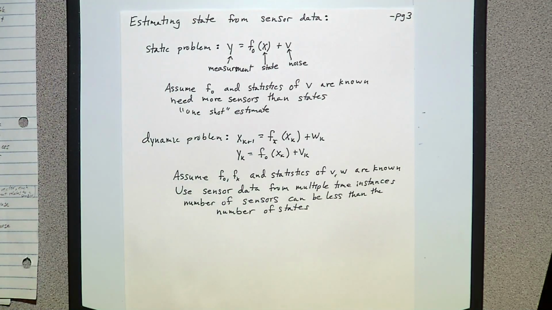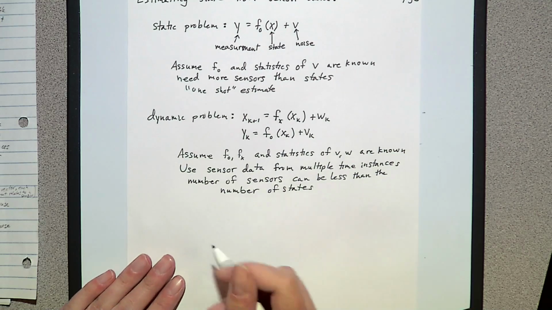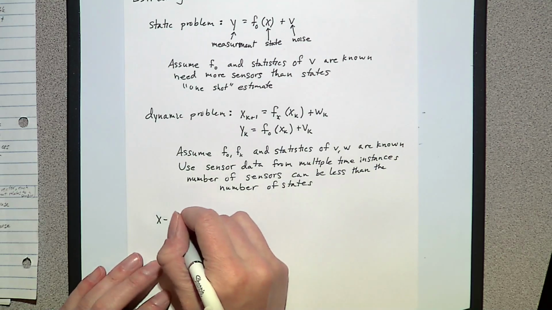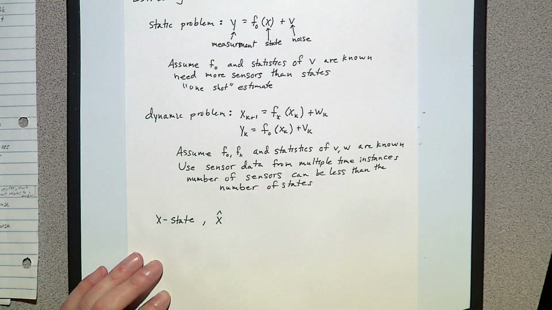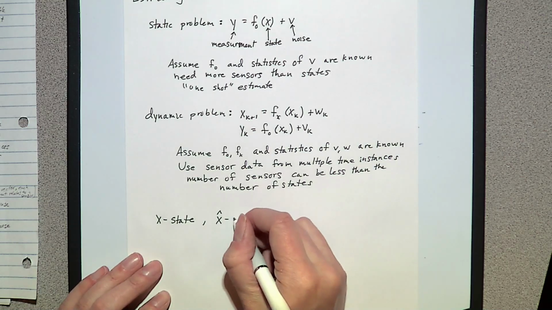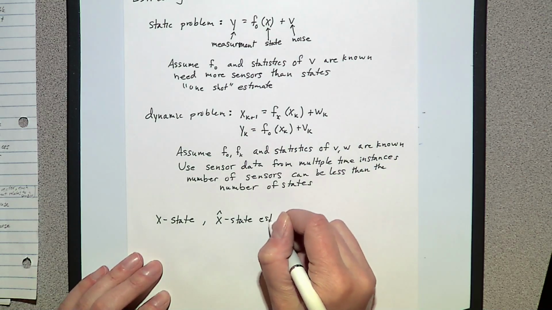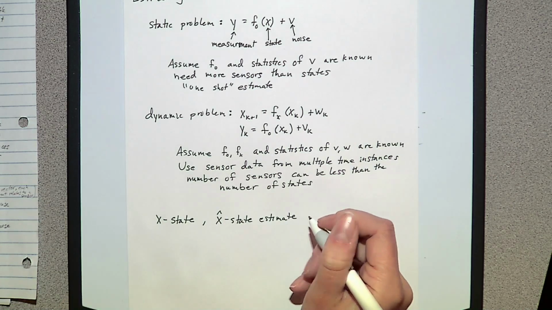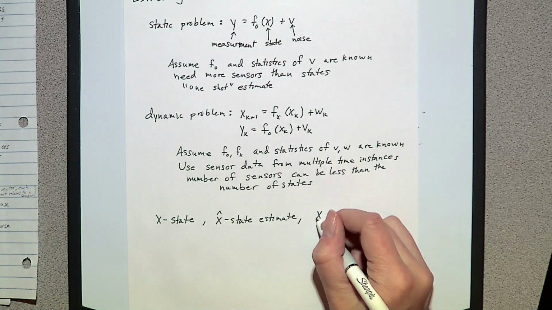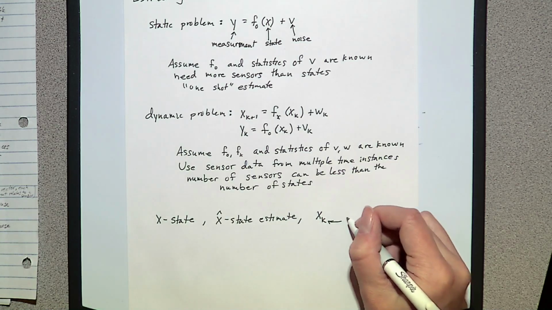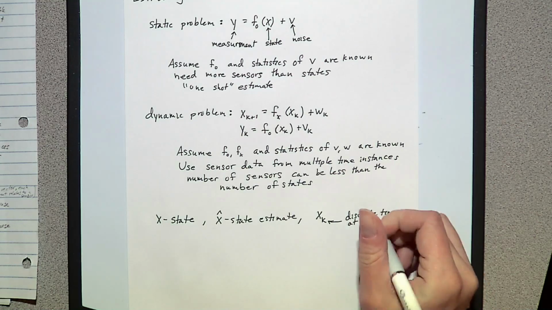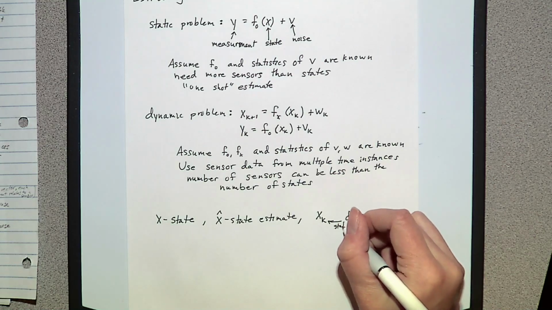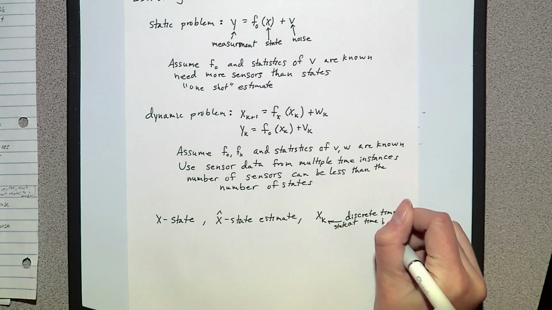So look at how you would solve these problems. Just first in notation, so I'll say X is the actual state. When I put this hat or caret, whatever you want to call it, over the top, that is our state estimate. And then when I use the subscript, that means that we have discrete time. This is state at time instance k.